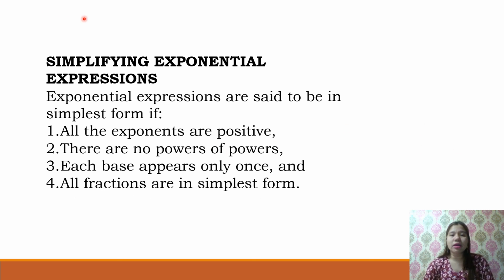And for simplifying exponential expressions, so exponential expressions are said to be in simplest form if, number 1, all the exponents are positive. Number 2, there are no powers of powers. Number 3, each base appears only once. And number 4, all fractions are in simplest form.